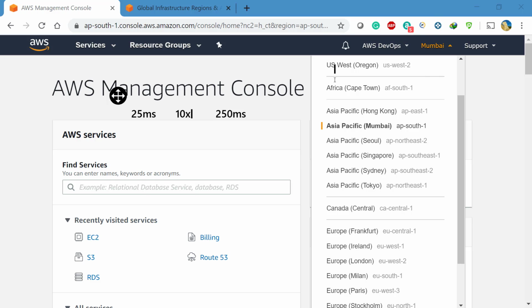So this is why they have come up with regions, so that you can serve your customers best, and this helps you in managing your data and application, or serving your application in a better way. So this is how you deal with regions.